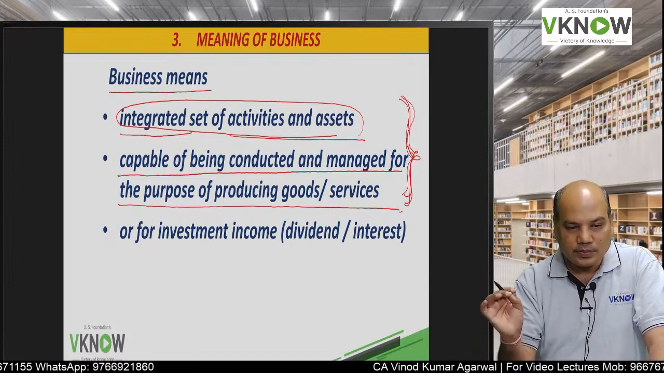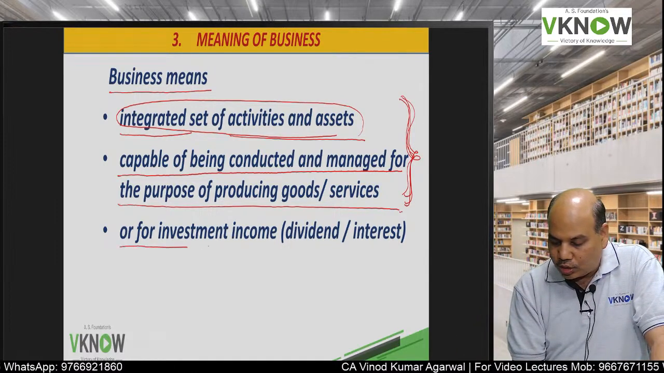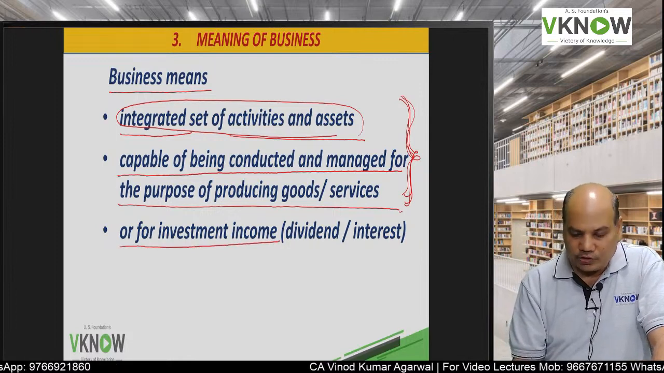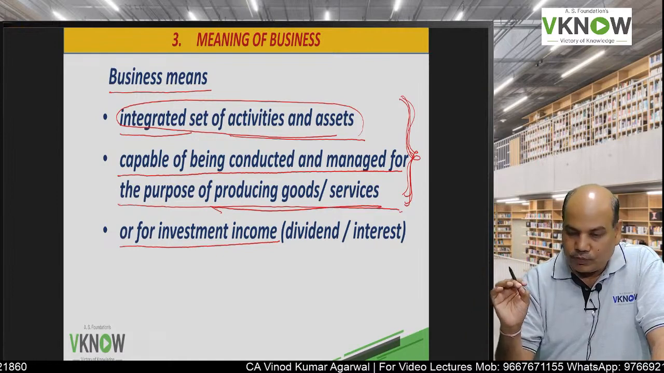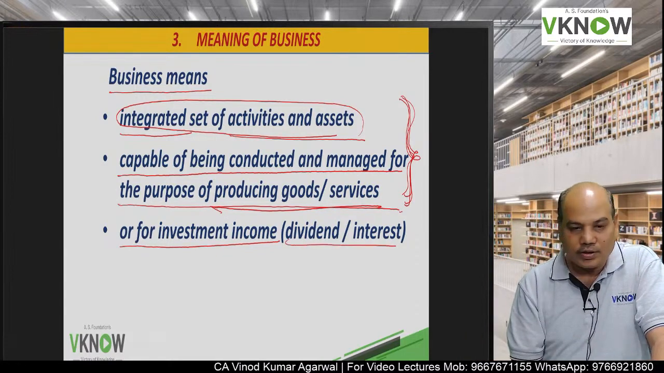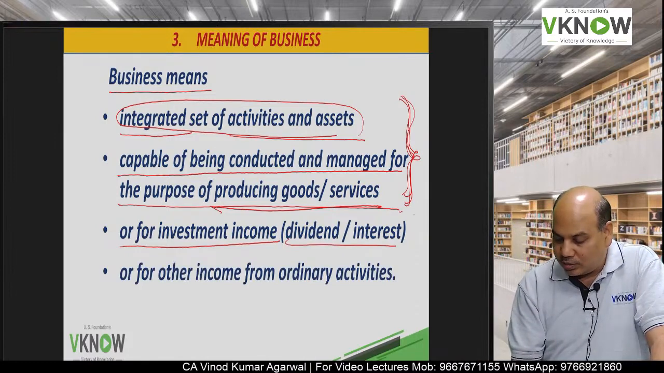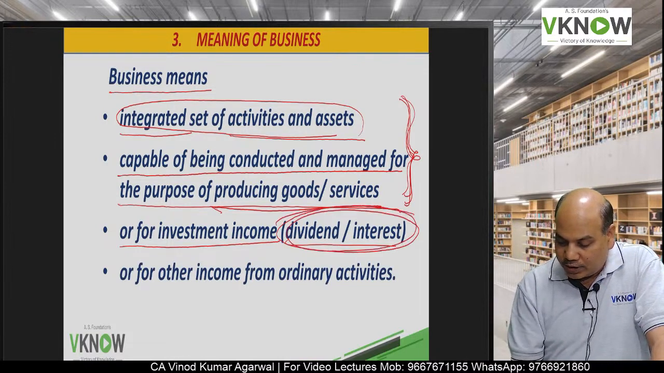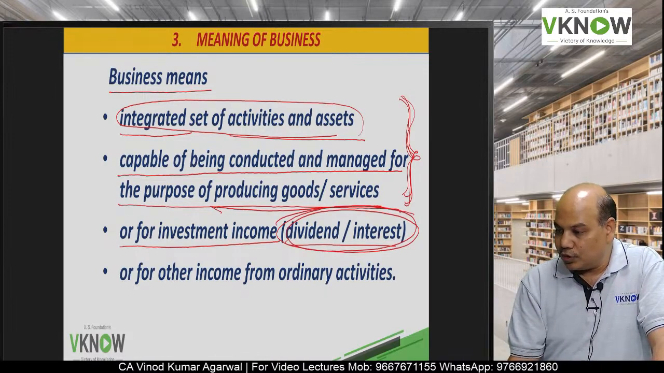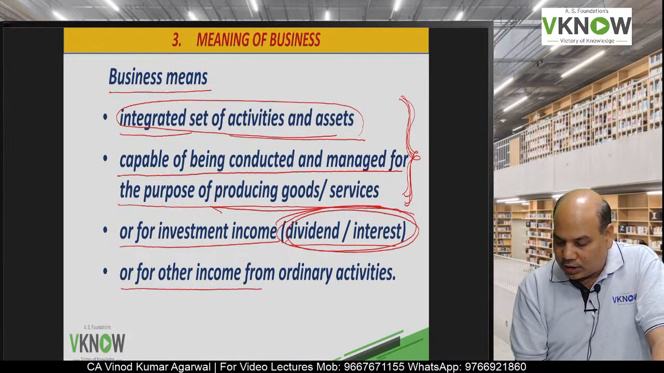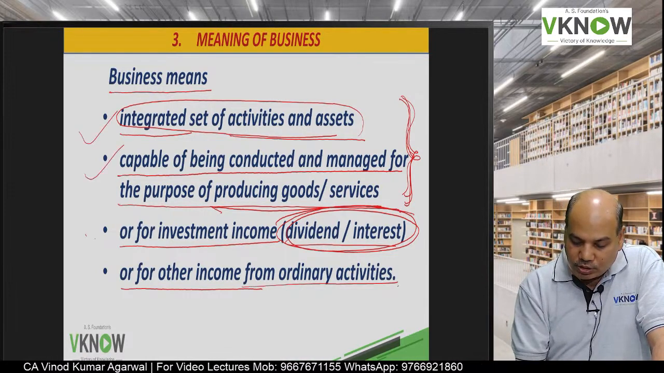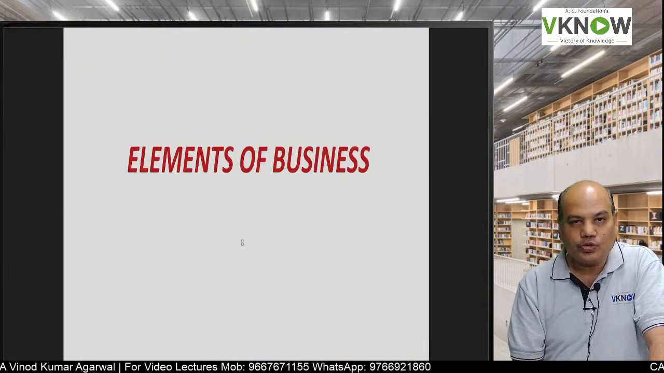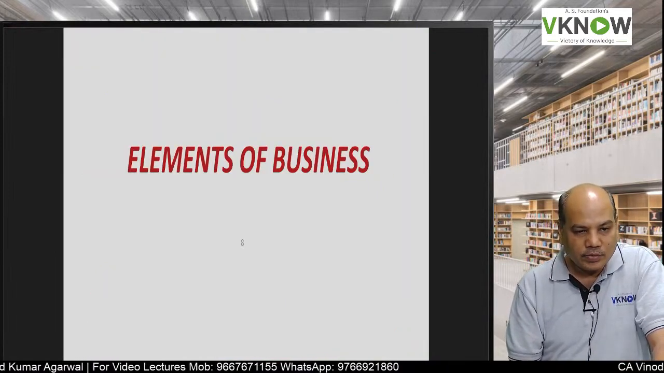This is what we generally know as business, a set of activities which help us in producing goods and services. But this standard of business also includes investment purpose or investment income. Not just producing goods and services, a set of activities can be used for earning investment income like dividend and interest. So there can be a company which may only be providing investment service, portfolio service, or other income from ordinary activities. So this is the meaning of business.